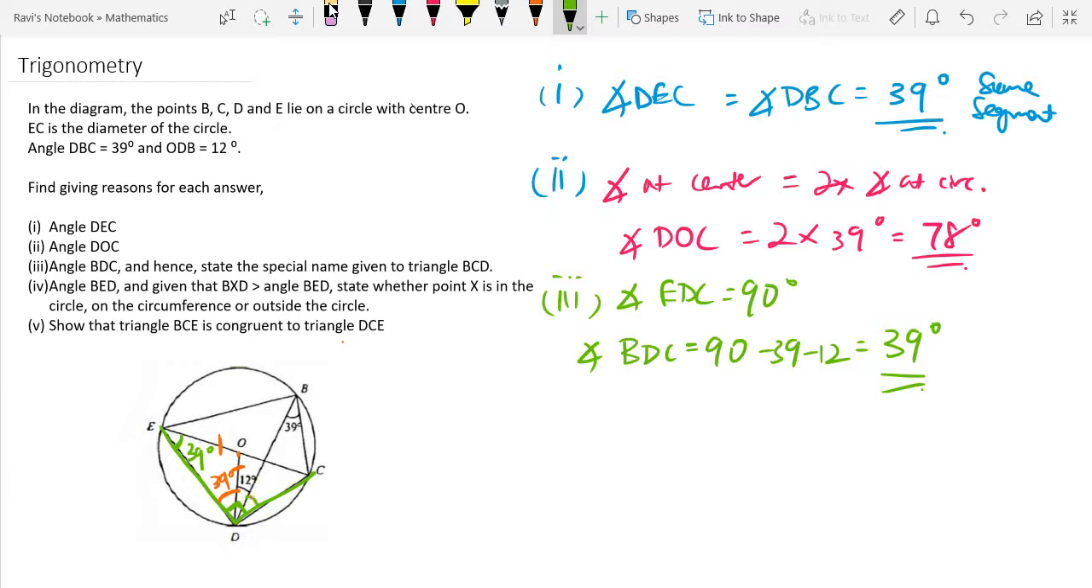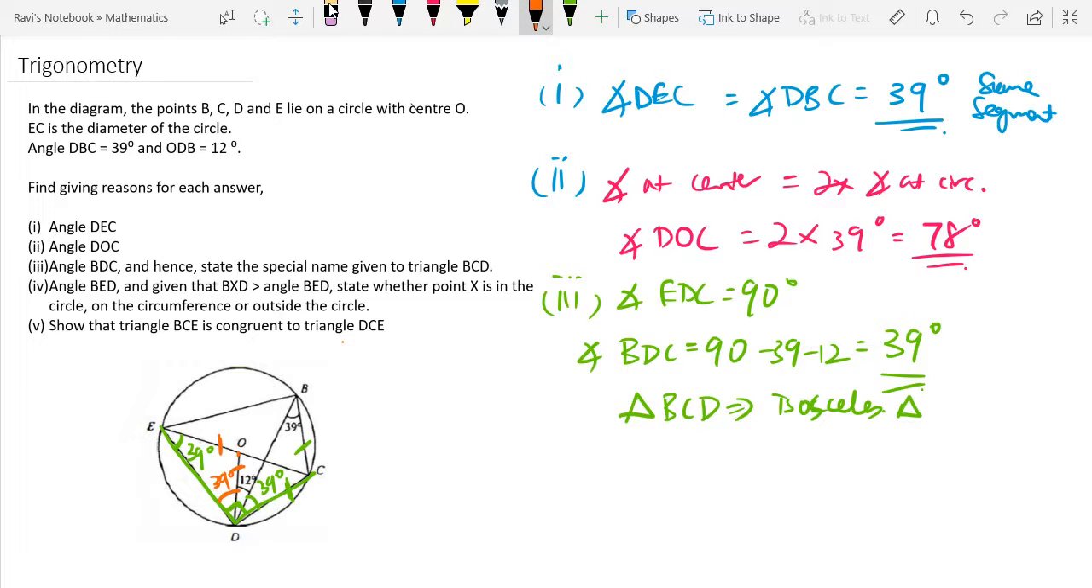So if this is 39 degrees and DBC is also 39 degrees, which means that this triangle BCD is also isosceles. It's also an isosceles triangle.